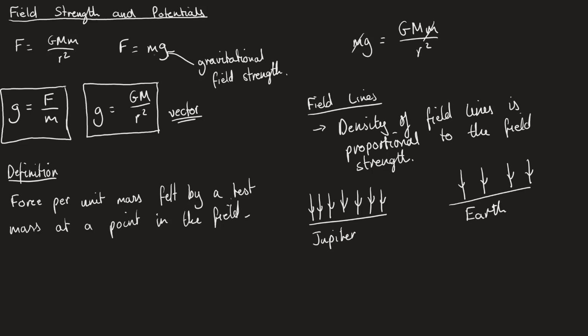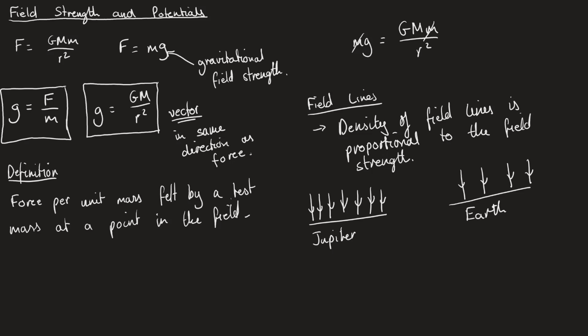So that means if I take a vector and I divide it by a scalar, I end up with a vector. So this F is my vector divided by a scalar, so g must be a vector, and it points in the same direction as the force due to gravity.